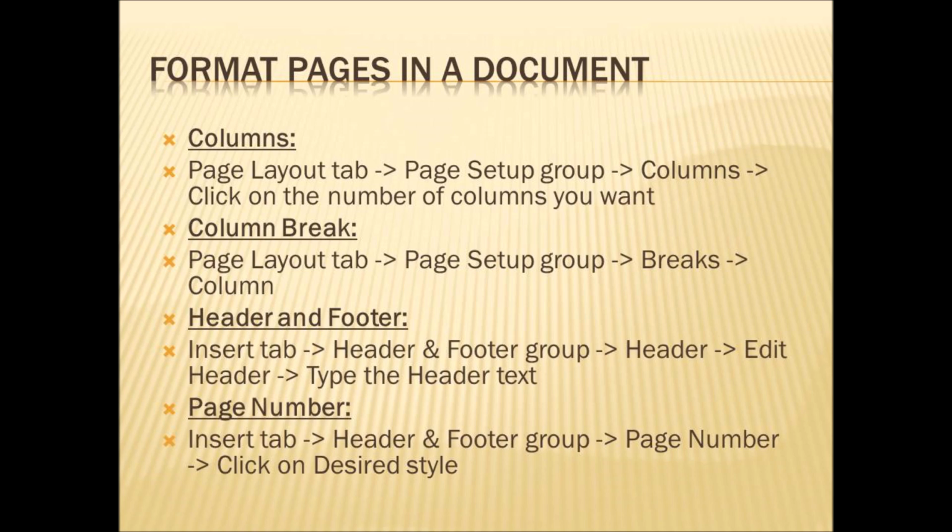If you want to see a page in the form of 3 columns, you should give the number as 3. Or if you want to see your page in the form of 2 columns, you should give the number as 2. For that, go to Page Layout tab. In the Page Setup group, go to Columns and give the number of columns you want.